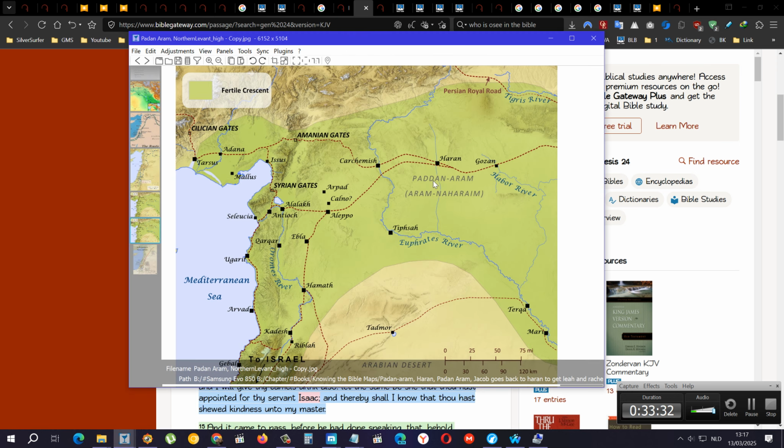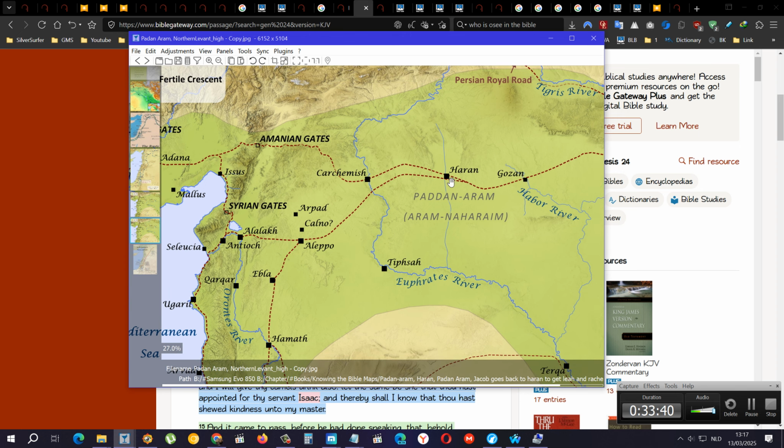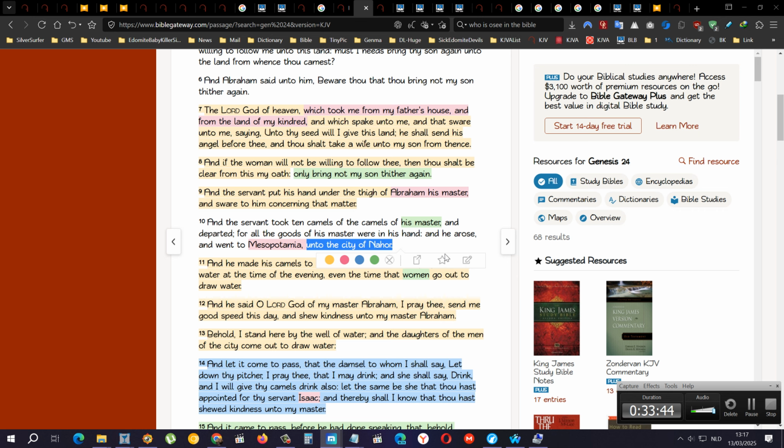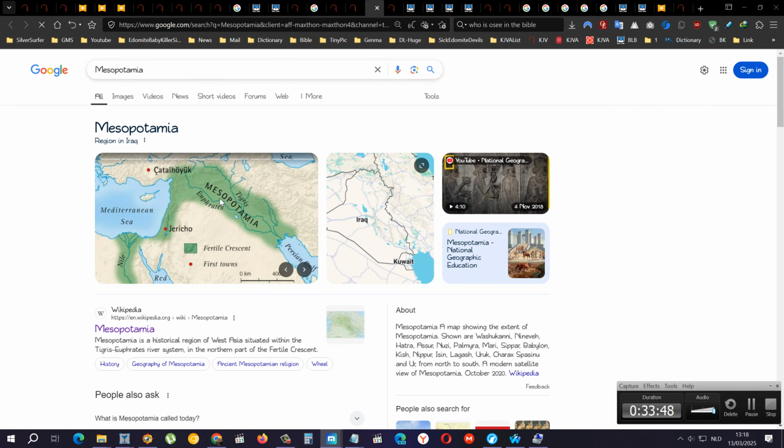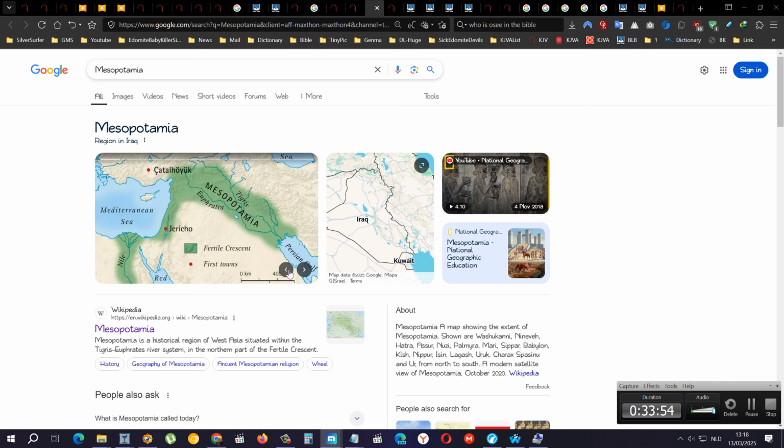And where was that? That was in a region called Padan Aram. And in Padan Aram, you had a city called Haran, which is in the land of Mesopotamia, because that whole region over here is called Mesopotamia. But the place Mesopotamia, in the real language of it, is actually called the land of Aram.